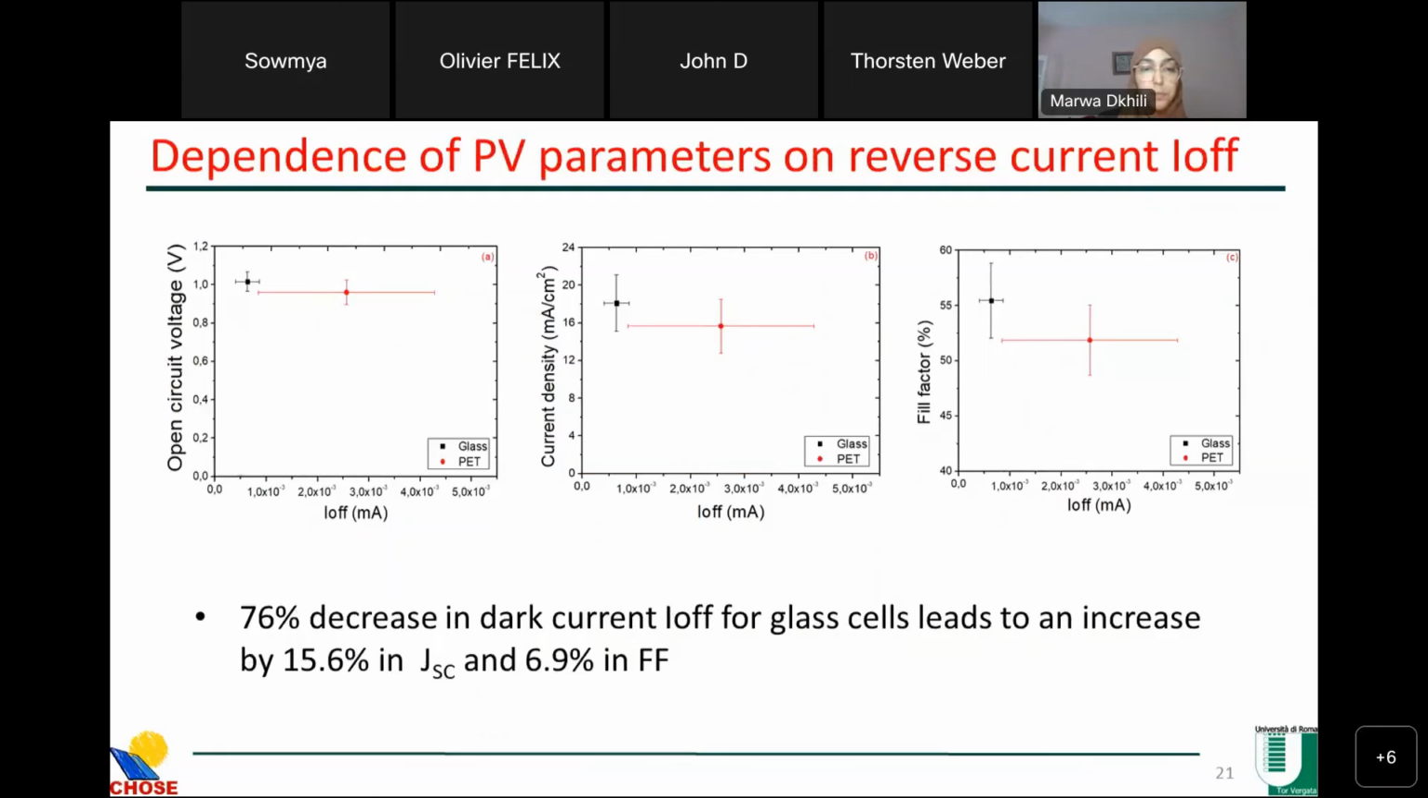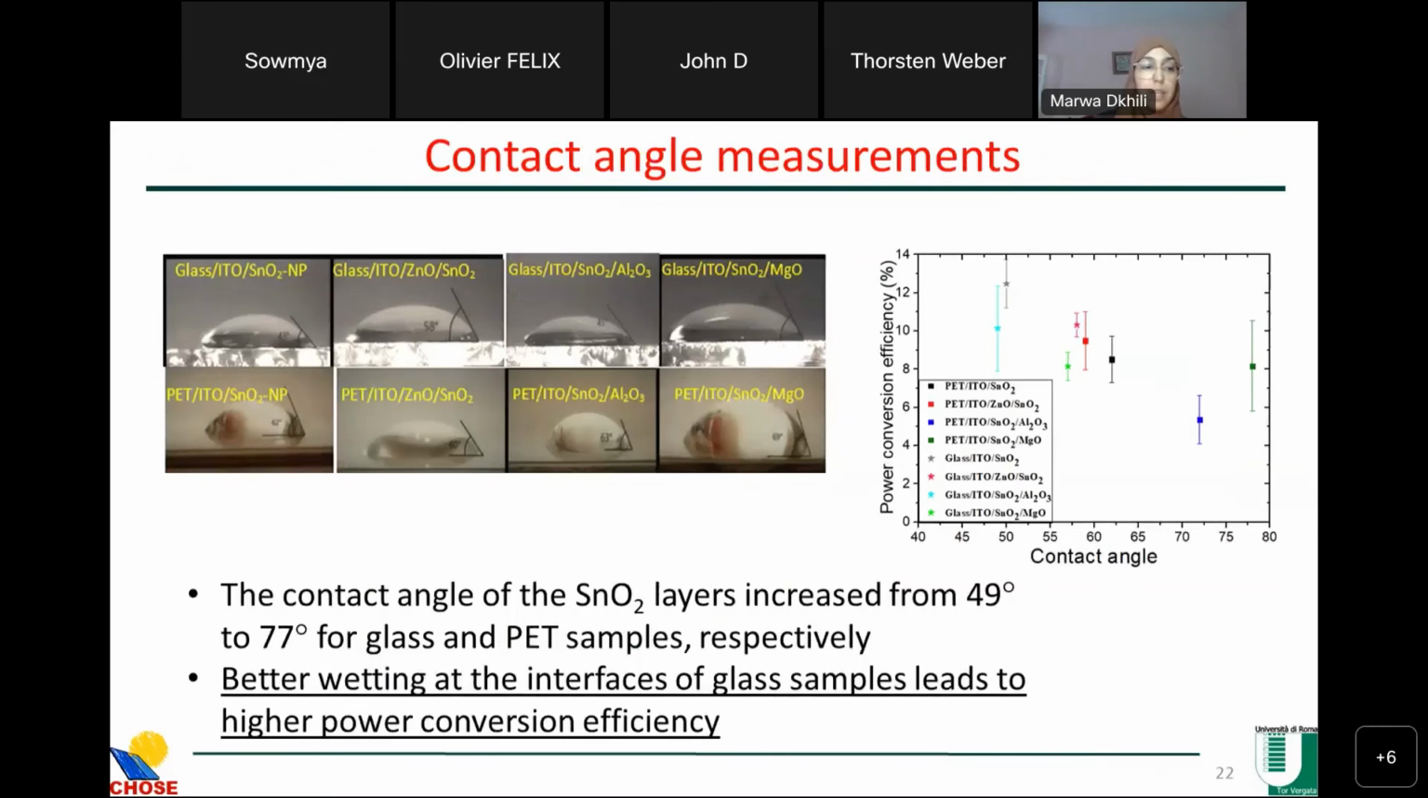In order to ascertain the origin of the better quality of the electron transport on glass substrates, and the resulting better shunt resistance, series resistance, dark current, and efficiency, we have performed contact angle measurements, since it is the ETL and the perovskite interface which determines to a great extent the series resistance, the better blocking behavior, and the cells. So we can see that the contact angle of the tin oxide layers increased from 49 for glass cells to 77 for PET samples.